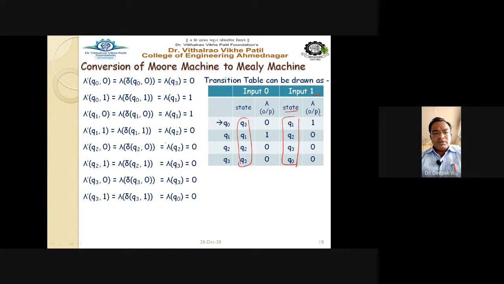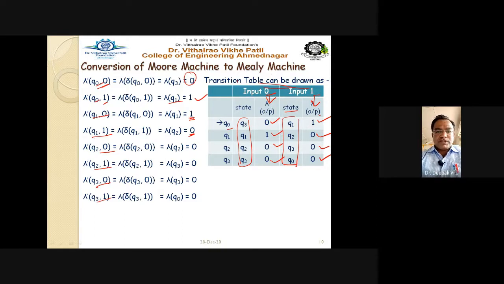You can copy the states from the Moore machine table, and what you have to write here is the output column for input 0 and input 1. So q0 on 0, the lambda is 0, that's why 0 is written here. Now q0 on 1, lambda is 1, that's why it is written as 1, right? Next q1 on 0, the lambda is 1, that's why it is 1. Now q1 on 1, lambda value is 0, that's why it is written as 0. And all the others, q2 on 0, q2 on 1, q3 on 0, q3 on 1, are all 0, 0, 0 and 0, right? So this is the transition table for the resultant Mealy machine.